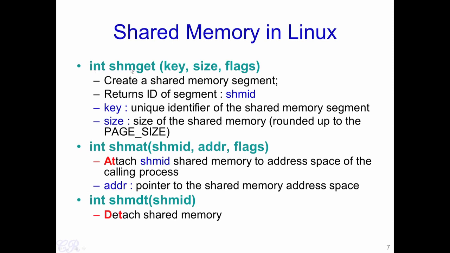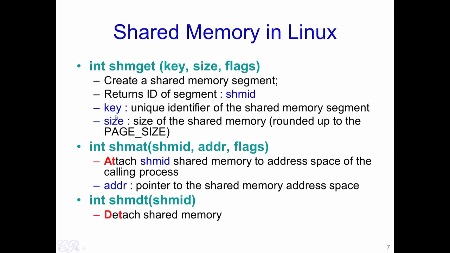First is the shmget, or the shared memory get, which takes three parameters: a key, size and flags. This system call creates a shared memory segment. It returns an ID of the segment, that is SHM ID, the shared memory ID of the segment.